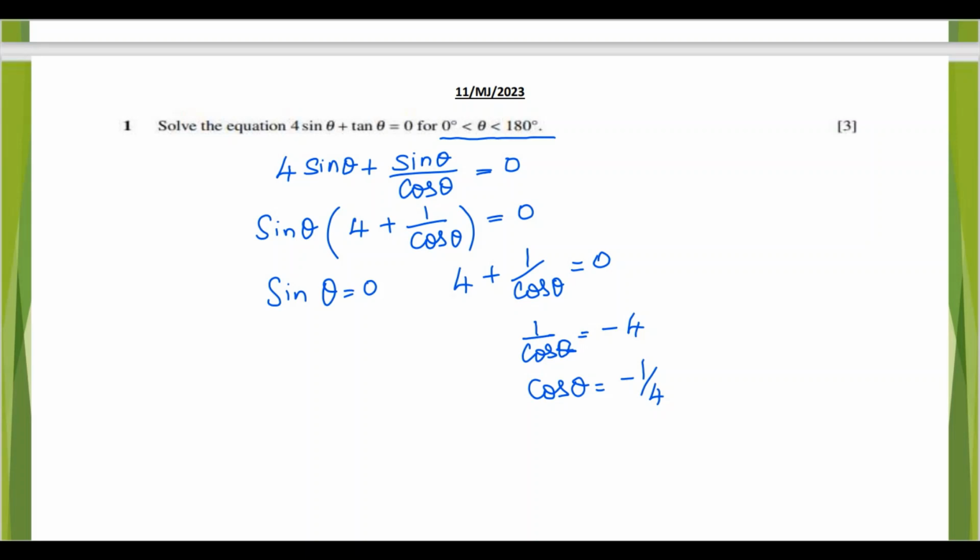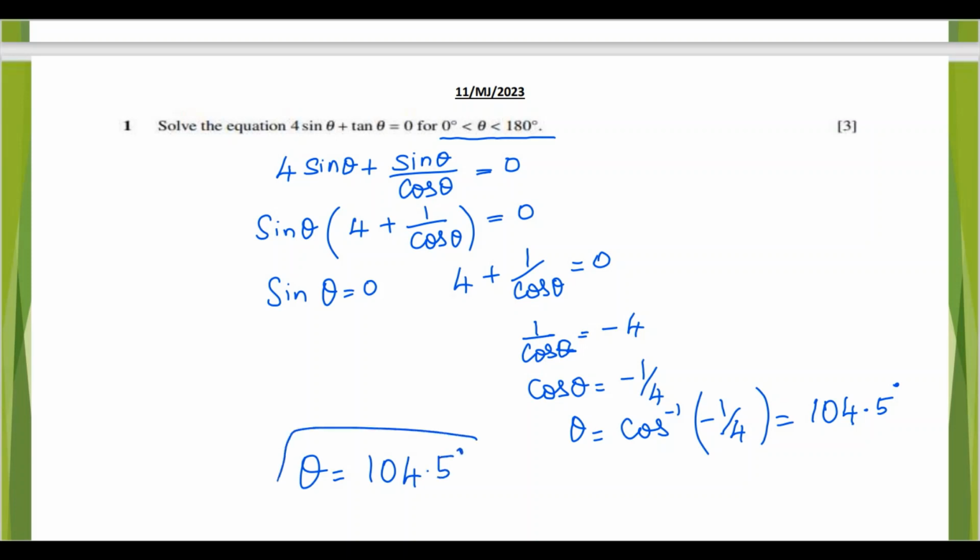So cos theta equal to negative 1 over 4. So theta equal to cos inverse of negative 1 over 4, which is equal to 104.47, which can be written as 104.5. So theta is equal to 104.5 degrees.